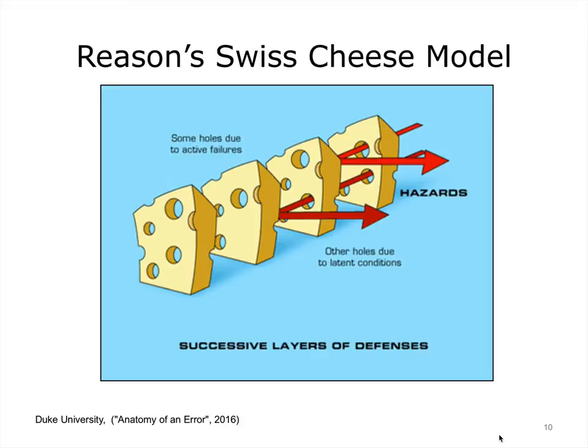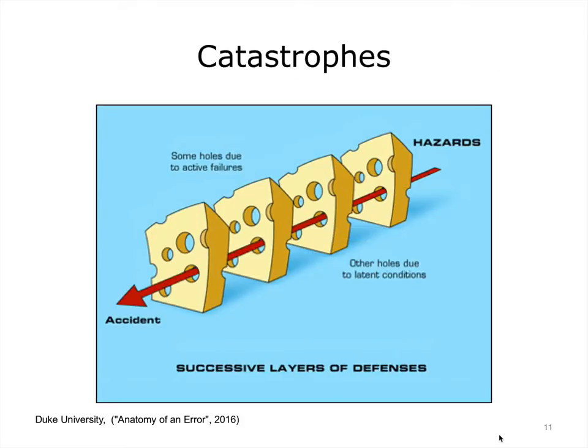An error may allow a problem to pass through a hole in one layer, but in the next layer the holes are in different places, and the problem should be caught. Each layer is a defense against potential error impacting the outcome. For catastrophic error to occur, the holes need to align for each step in the process, allowing all defenses to be defeated and resulting in an error.